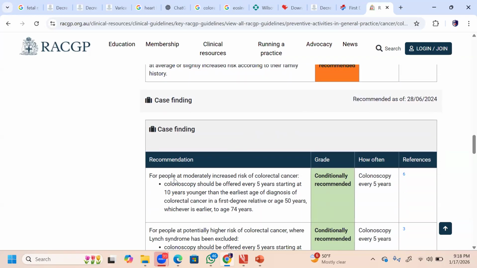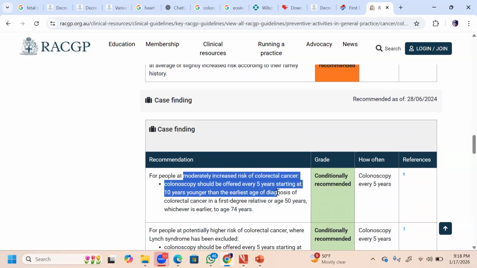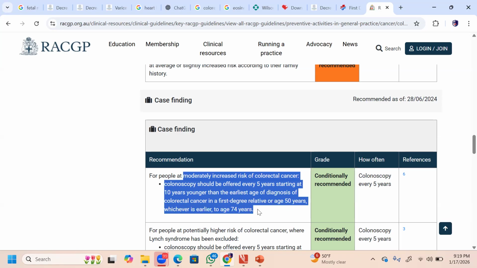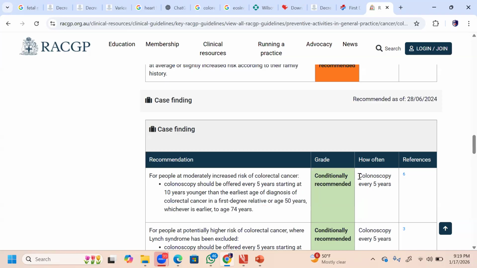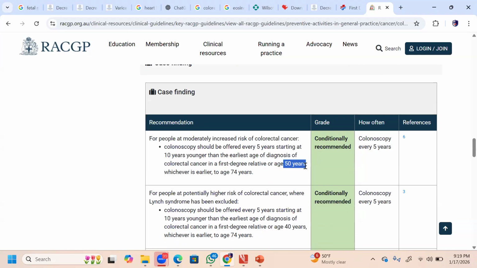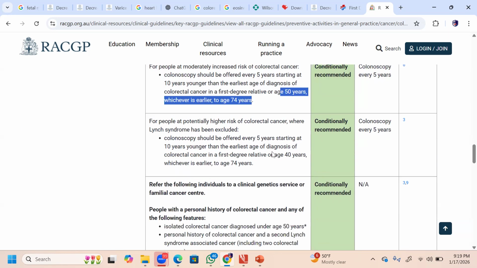But what about category 2, which is moderately increased risk? Colonoscopy should be offered 5 yearly, starting at 10 years younger than the earliest age of diagnosis of colorectal cancer in a first degree relative, or at age 50, whichever is earlier. So it means in the moderate category, you have to start colonoscopy 10 years before the age at which their first degree relative was diagnosed with cancer. So colonoscopy every 5 years. Okay. For example, the patient's father was diagnosed at the age of 60. So you have to start colonoscopy from 50 years of age in the patient. And colonoscopy every 5 years.